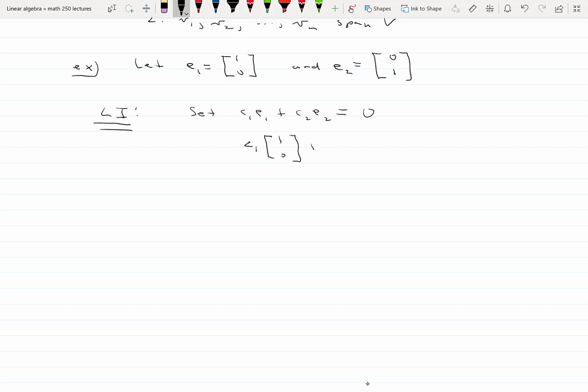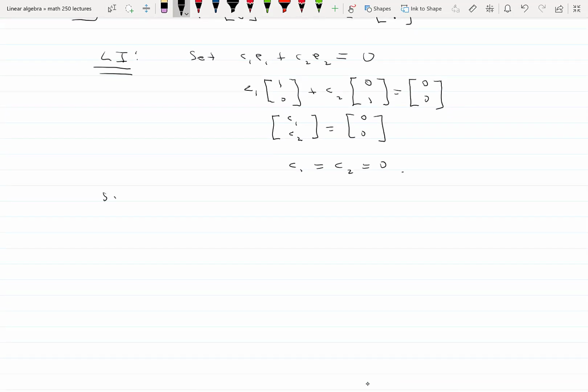So it's very easy to see this. c1 times 1, 0. In fact, we already did it in part 1 of the section. I'm just renaming the vectors e1 and e2. If we perform the matrix operations, we get the column vector c1, c2 must equal 0, 0. This means c1 and c2 are both equal to 0. So that's linear independence. Spanning. We also need spanning for a basis. So for spanning, we need every vector from R2 to be a linear combination of e1 and e2.